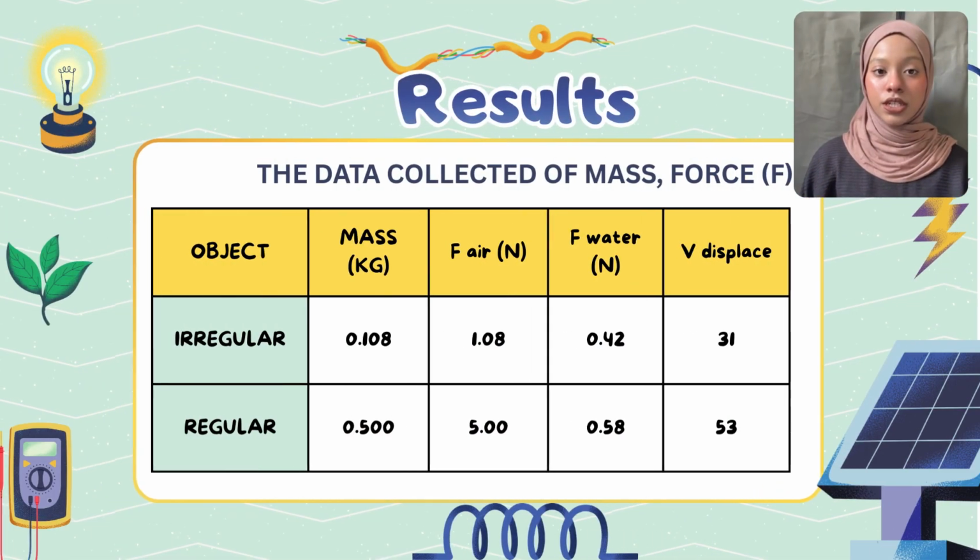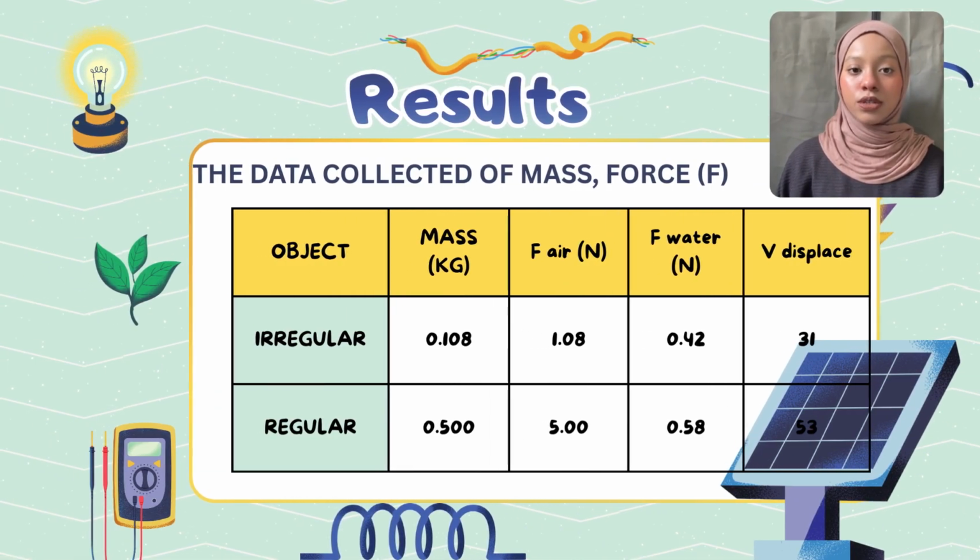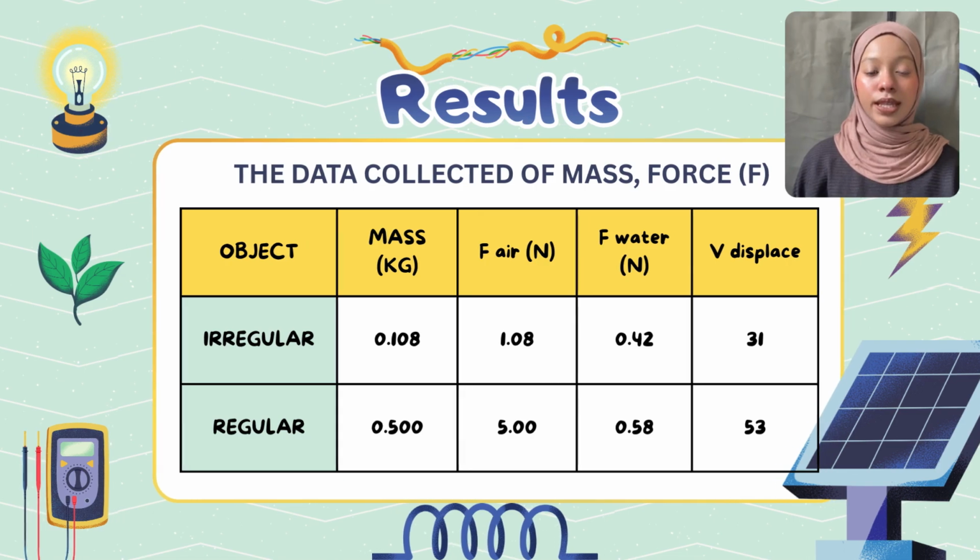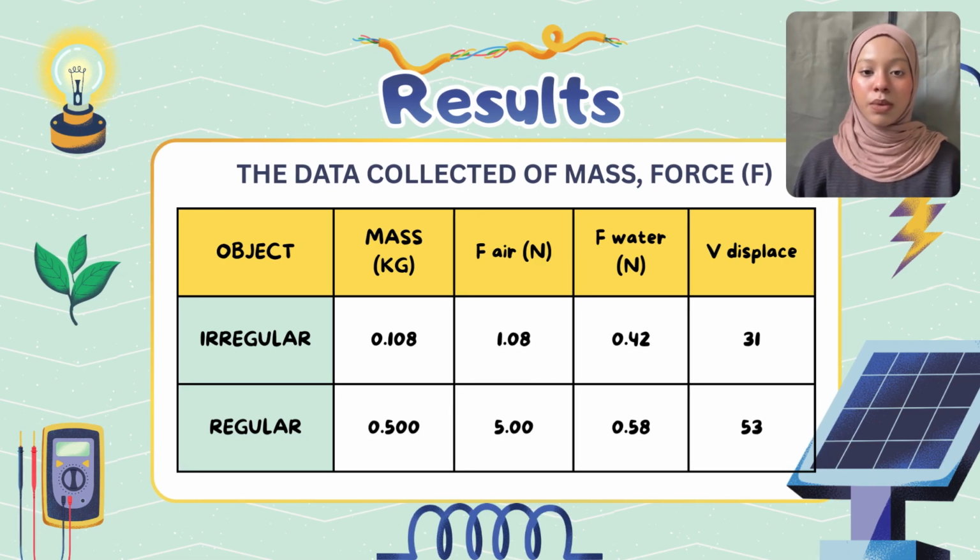For the results section, this table shows the data collected for two types of object, the irregular object and the regular object. For the irregular object, the mass recorded is 0.108 kg. The force in air is 1.08 and the force in water is 0.42. The volume of water displaced is 31. Next, the regular object. The mass is higher at 0.500 kg. The force in air is 5.00 and the force in water is 0.58. The volume of water displaced is 53.